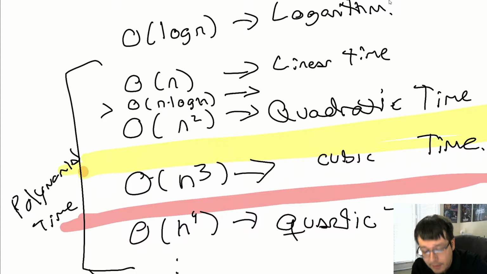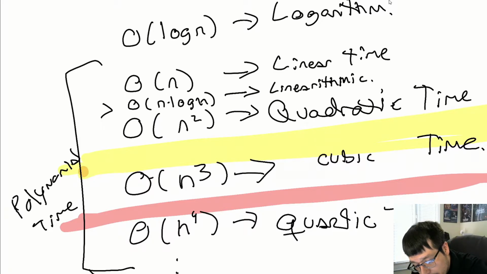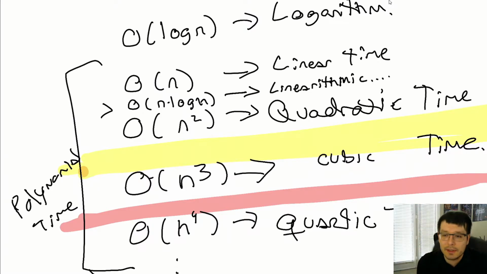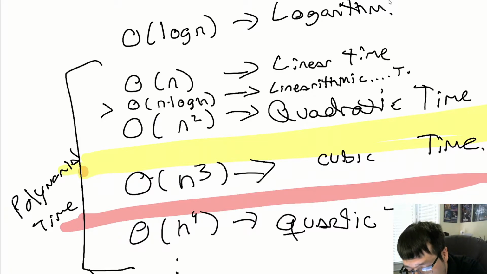Remember I said this n log n is kind of like a special one that you also have? There's actually a name for that one. It's called linearithmic. And I was like, is that a real thing or was that made up? And we searched it on Wikipedia and it's a real thing. So I'll put it in there as well. Okay, so that's linearithmic time.